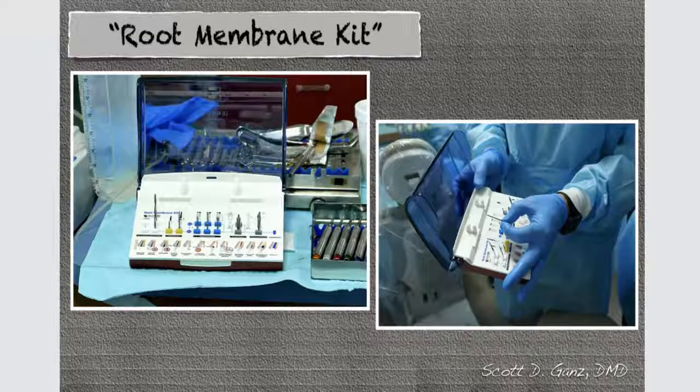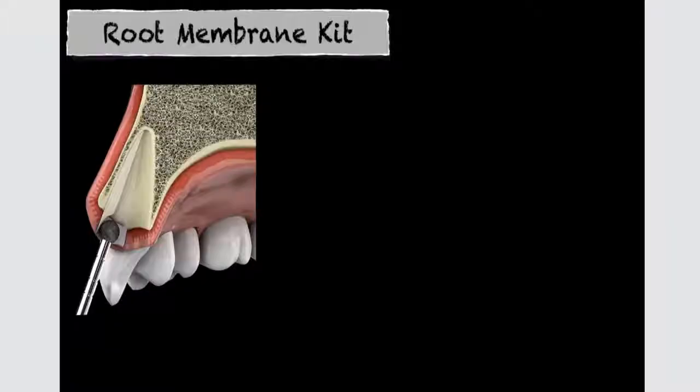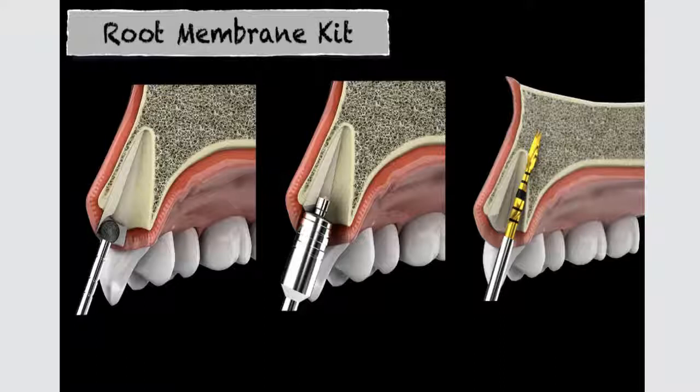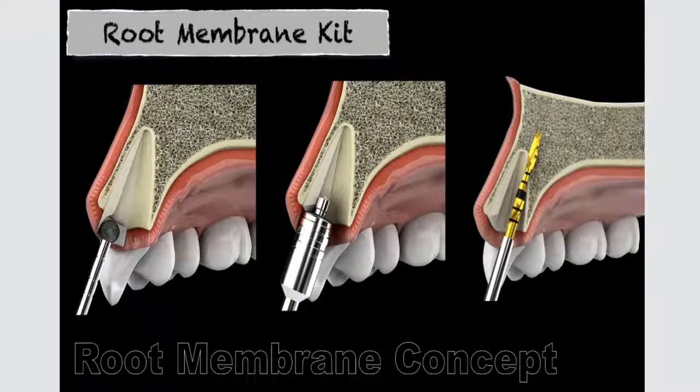Megagen recently came out with a root membrane kit, and that kit gives you a step-by-step protocol for using some of these instruments to separate the root, to be able to then manage that root membrane, because we have to trim it. We have to make room for the implant. We have to make room for the restorative componentry.